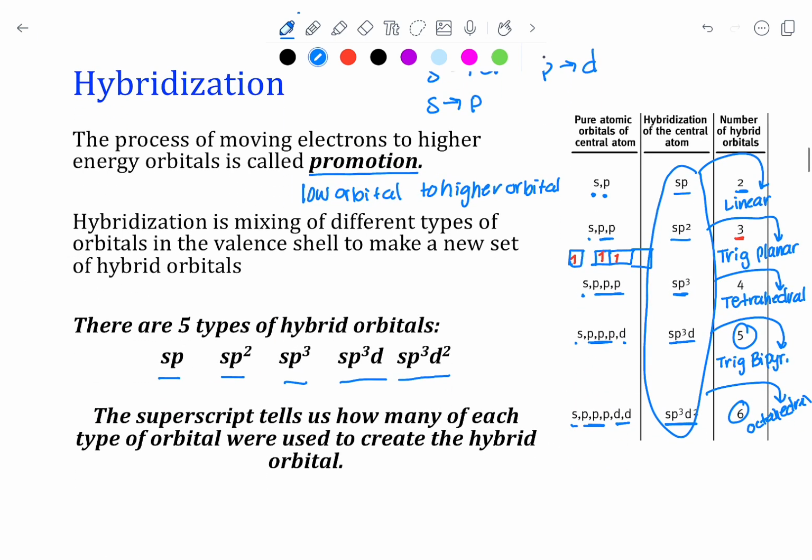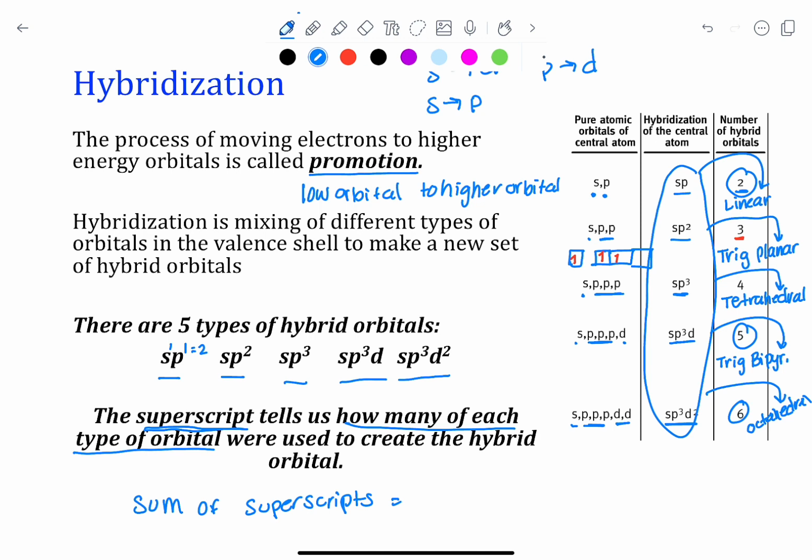Another tip I'd like to share is that the superscript of these hybrid orbitals tells us how many of each type of orbital were used to create the hybrid orbital itself. So we have s1, p1. I used one s and one p orbital. If we add those up, we then get the number of hybrid orbitals that are formed. Okay, that also tells us our number of electron groups. So the sum of the superscripts is equal to the electron domains.